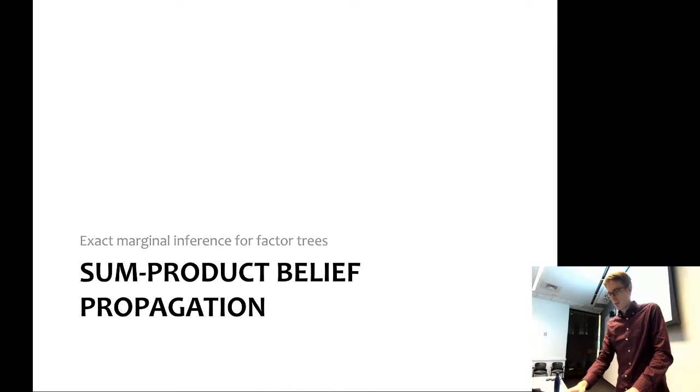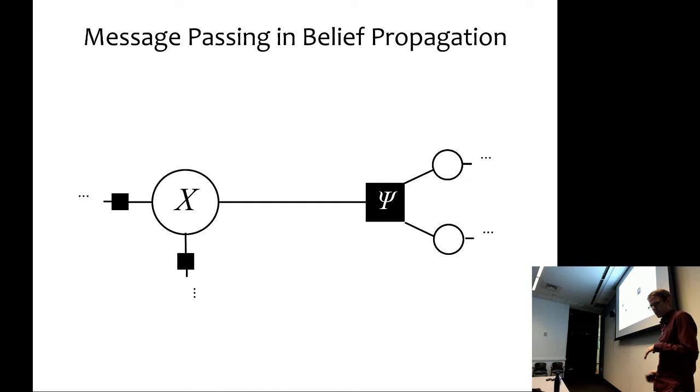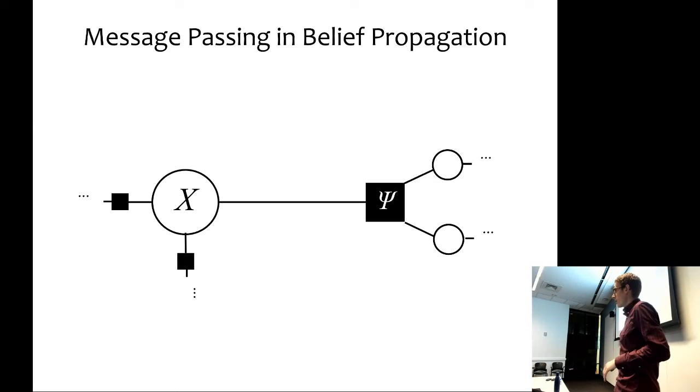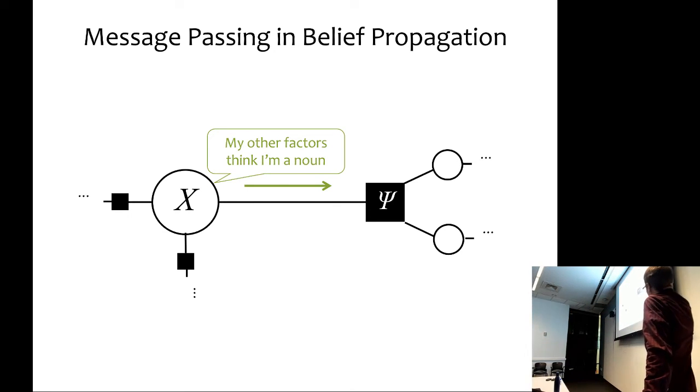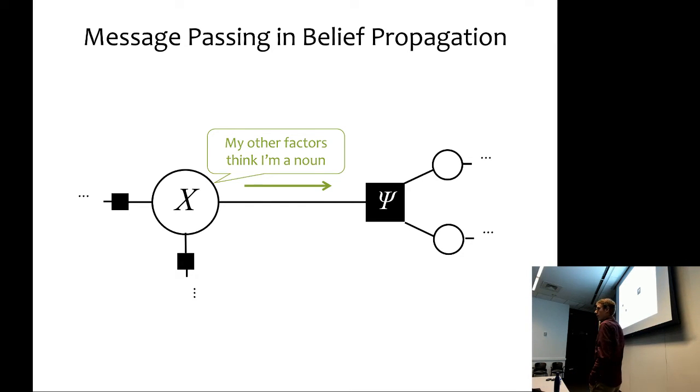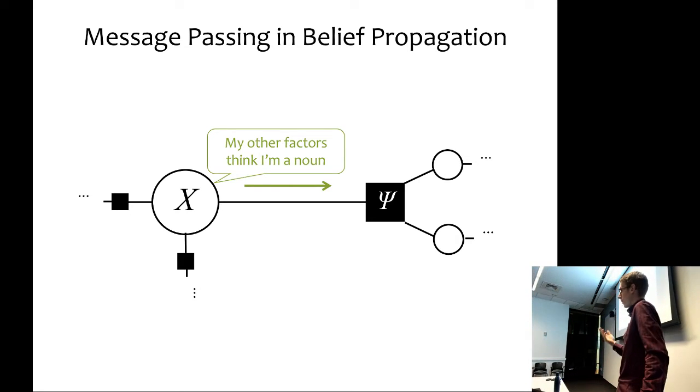All right, so let's think about belief propagation. In belief propagation, we're also going to be sending messages, but they're going to look a little bit different. Namely, we have some variable x and some factor connected to it, psi. And the variable, let's say it's a part of speech tagging variable, is going to have some belief about its current state. And it's going to be able to send messages to other factors about its current state. So it might, for example, say that it knows that its other factors think it's a noun, and so it could send a message to this factor psi stating exactly that fact.